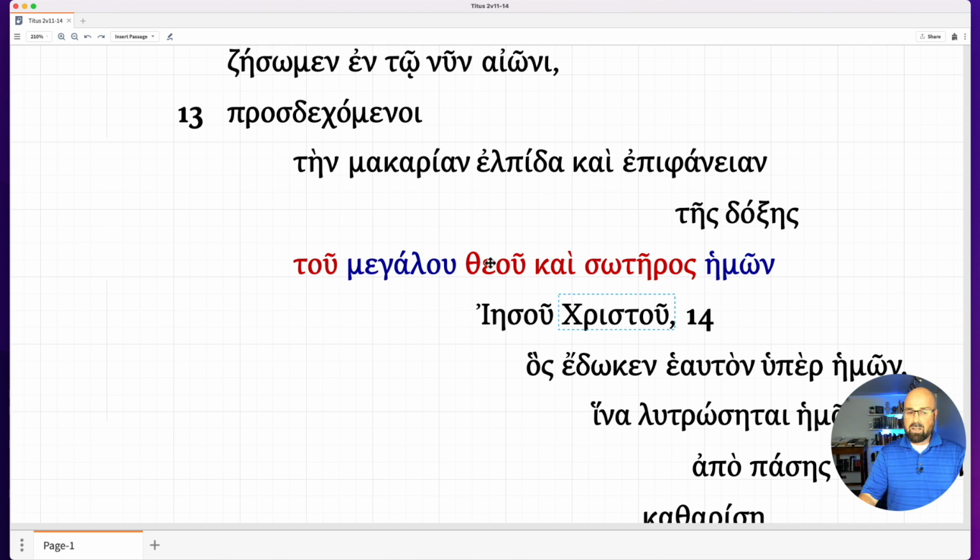So the idea here is that if these referred to different people, so if we were talking about the great God and the great and our Savior, as if these were two different people, then we would expect to see the article between kai and soteros, but we don't see that here. So again, as we've seen with all these other examples that I've given you, this construction, when we see it here, refers to the same person.